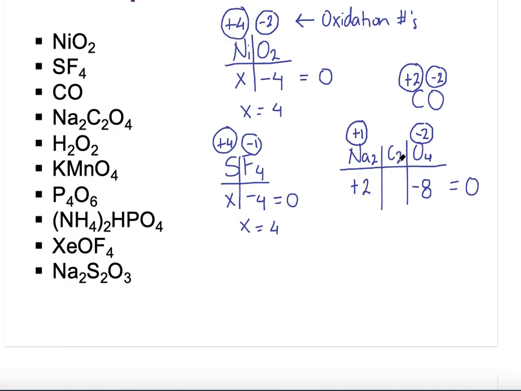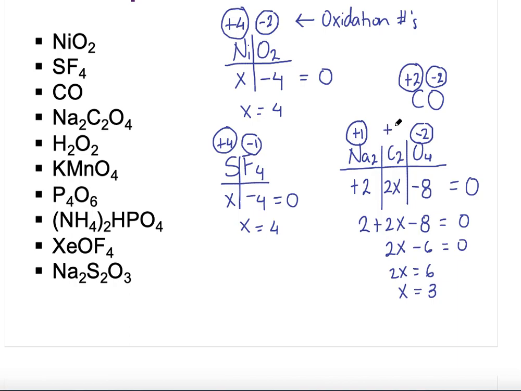Now for the carbons, I don't have any rules, so I'm going to call them X, but for each of the carbons it is going to be X, but I have 2 of them, so I'm going to call this 2X. And so my equation ends up saying 2 plus 2X minus 8 is equal to 0. Then I'm going to say, okay, 2X minus 6 is equal to 0. Therefore, 2X is equal to 6. And then I'm going to divide both sides by 2. So X is going to be equal to 3. And you have just figured out the oxidation number for each of the carbons.